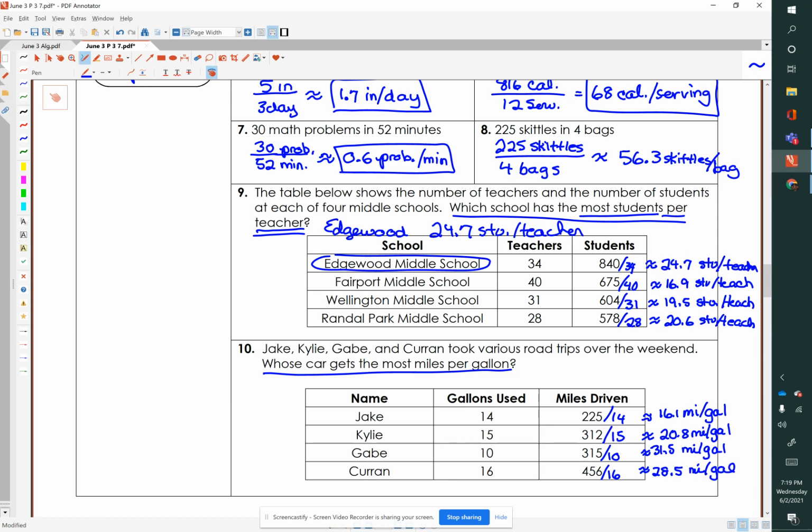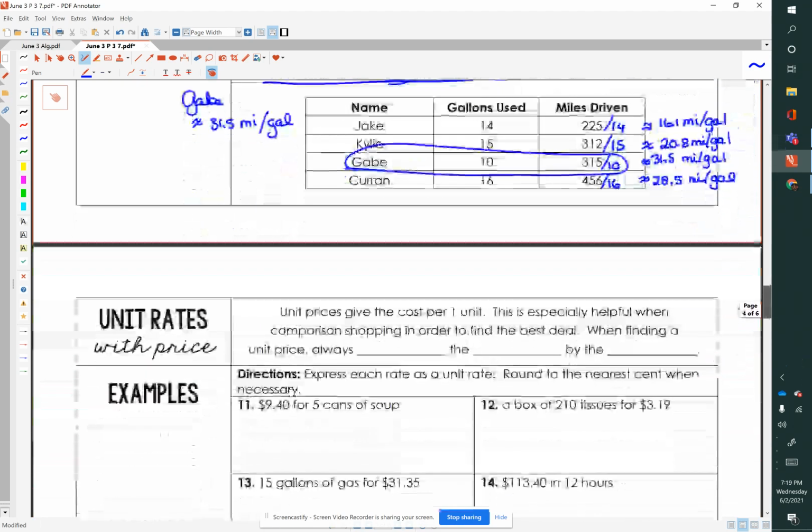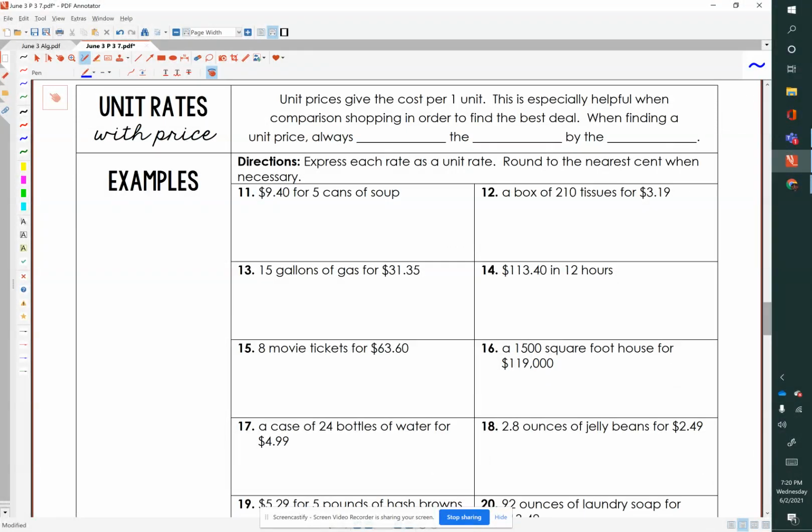So let's see who got the most, because that's what the question asks. And it looks like Gabe. So I would say Gabe, who got approximately 31.5 miles per gallon. So we do have a second page today, so let's get started on that. We can change our color.